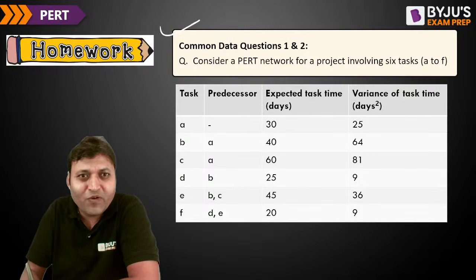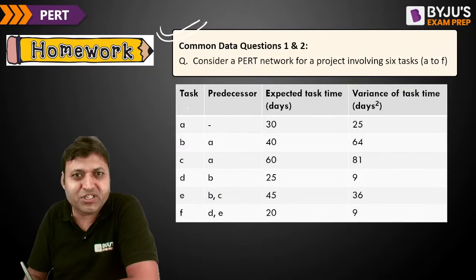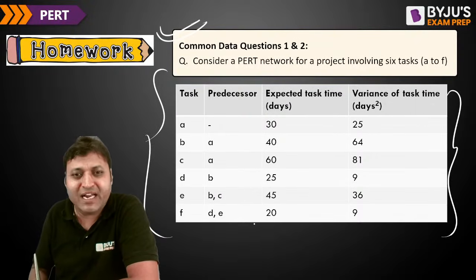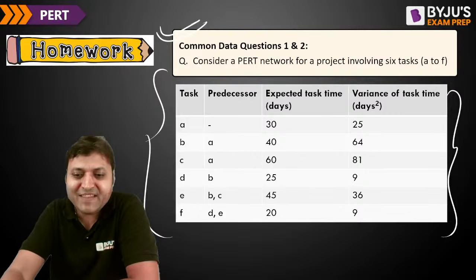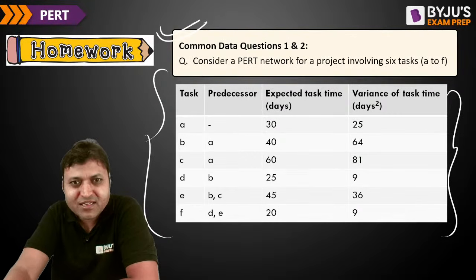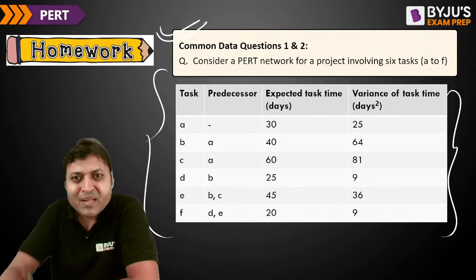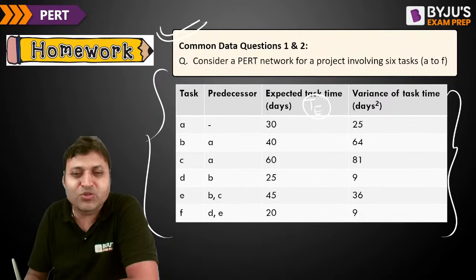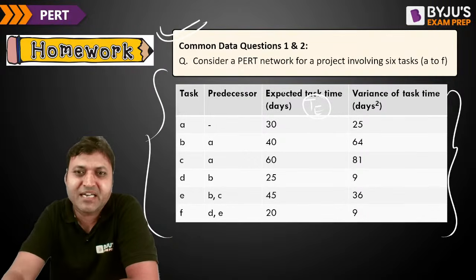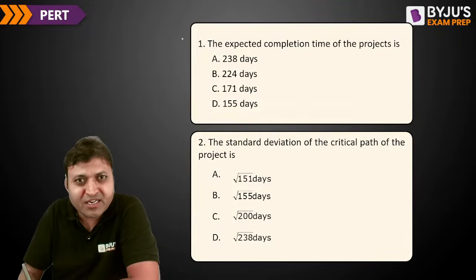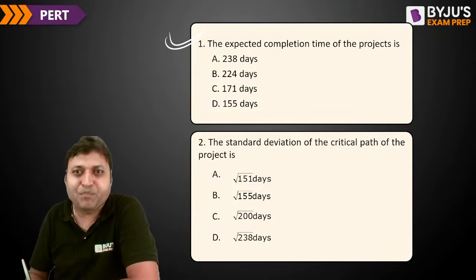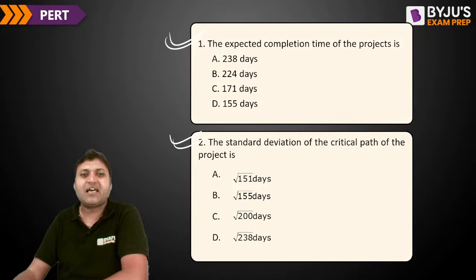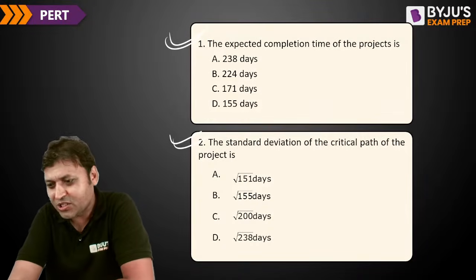So this is the homework. Please try to solve this question. This is the precedence relationship. You need to draw the network diagram on your own, and then find the critical path. The expected time is already given, so you don't have to use the formula with optimistic time, pessimistic time, etc. The question asks for the expected project completion time, and you need to find the standard deviation of the critical path also.